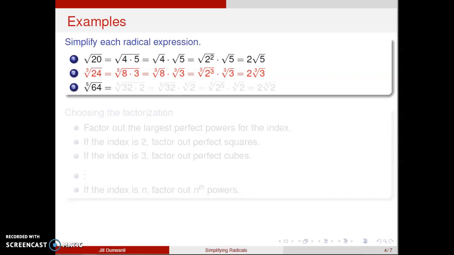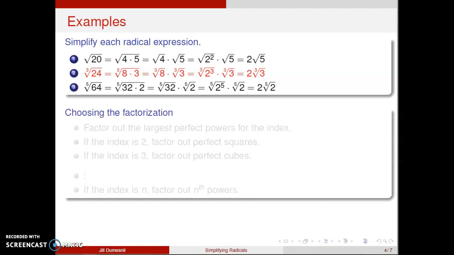To simplify a fifth root, we'll want to factor out fifth powers. So the fifth root of 64 is the fifth root of 32 times 2, which, according to the product rule, is the fifth root of 32 times the fifth root of 2. 32 is 2 to the fifth, so we get 2 times the fifth root of 2.